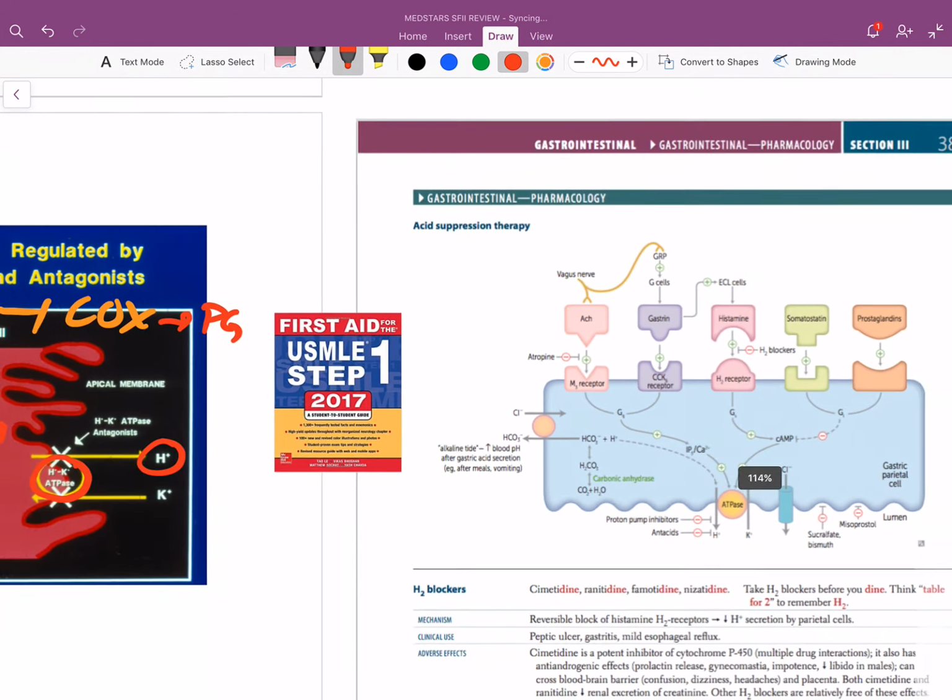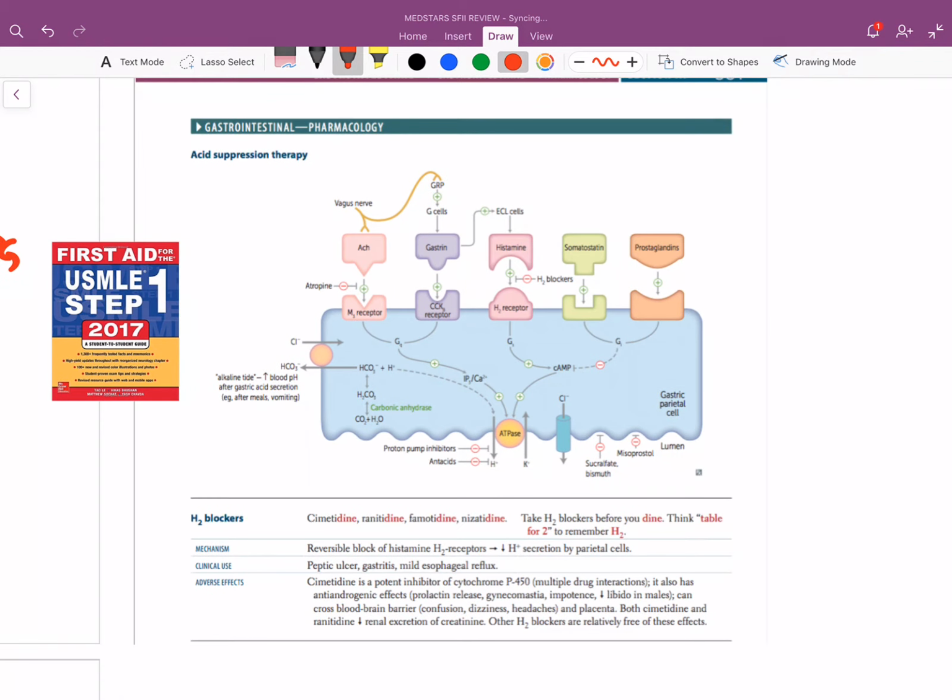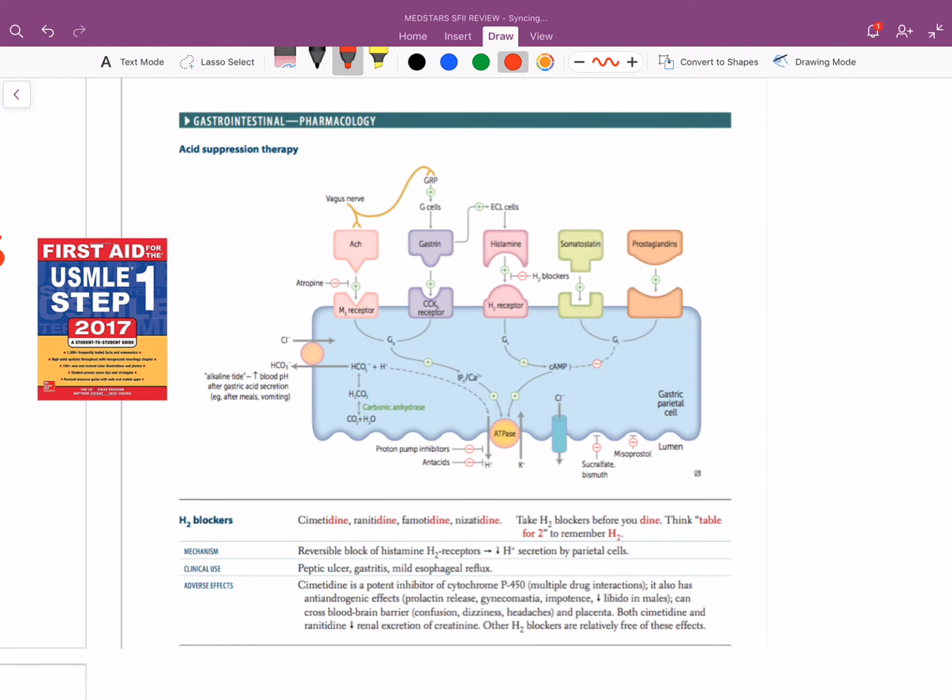This is a good concept where we could segue into First Aid, where First Aid has all of these here. As I said, HAG, H-A-G, is right there. Somatostatin, as I said, turns everything off. Somatostatin acts on a G-coupled receptor to inhibit cAMP, because it's the cAMP buildup that acts on the hydrogen-potassium ATPase pump. Right here we have the prostaglandins that I just talked about. They work the same way somatostatin does, by inhibiting cAMP buildup, and by doing so, they ultimately inhibit the cAMP action on the hydrogen-potassium ATPase pump.